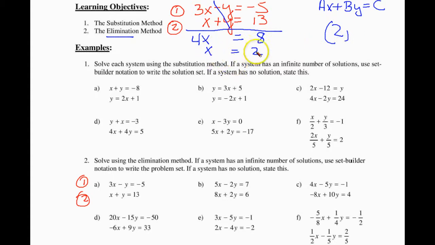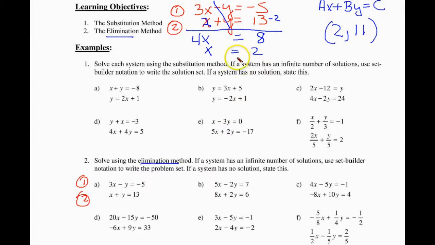Now, we then take our x, put that in either of the equations. X is 2, let's say. So what are we going to do? We're going to take that 2 to the other side here, and that becomes a negative 2. So 13 minus 2, that's 11. That is my first ordered pair using the elimination method.